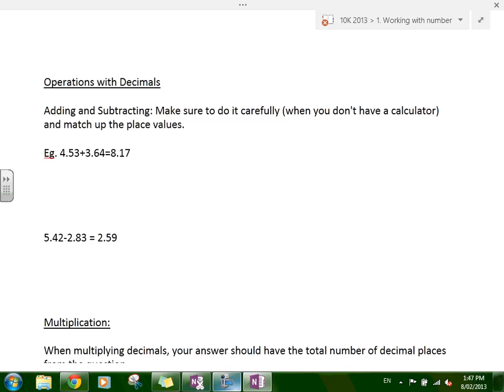Okay, so 4.53 plus 3.64. So this is addition and subtraction. So obviously if you wanted to do it by hand, you do something like this.